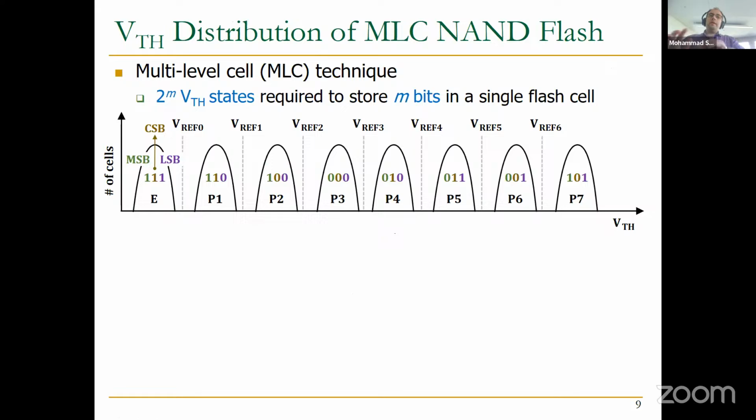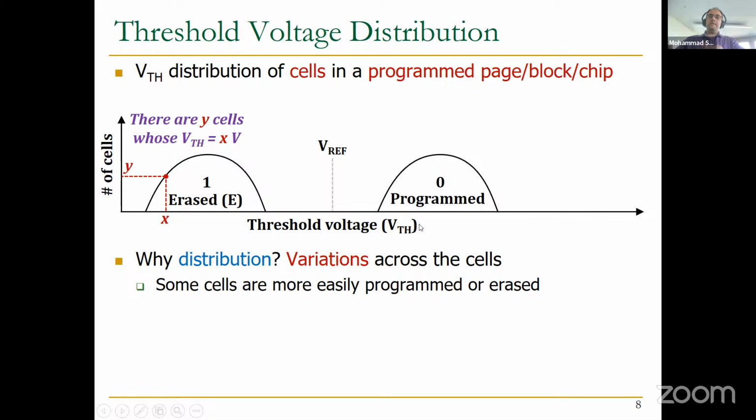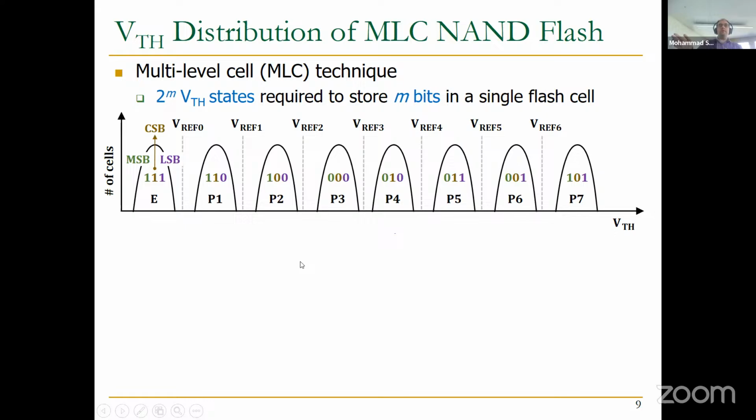And you can actually think about it in a multi-level cell. So in this picture, we have this SLC mode where we have only one and zero, but you can actually have 2 to the power m threshold states to store m bits in a single flash cell. So here you can see that we have 8 states in order to store 3 bits. And you can encode these states to 3 bits in any way that you want.